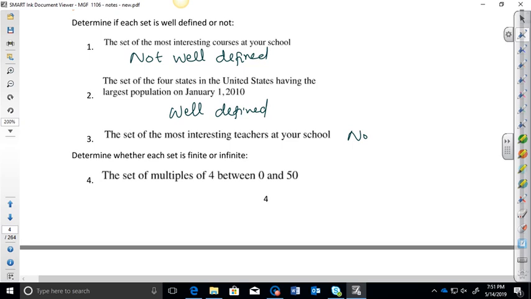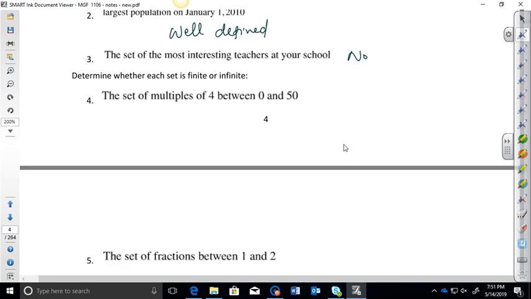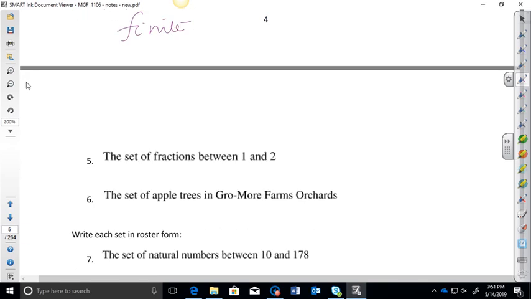Determine whether each set is finite or infinite. The set of multiples of 4 between 0 and 50. Finite, right? You can count them. The set of fractions between 1 and 2. That's infinite. We don't know how many fractions there are between 1 and 2. An infinite number of fractions. The set of apple trees. You can count. Maybe it takes some time, but you can do it. So it is finite.